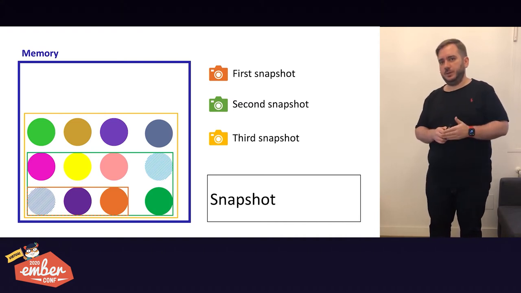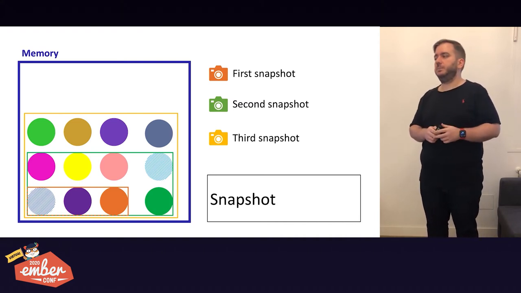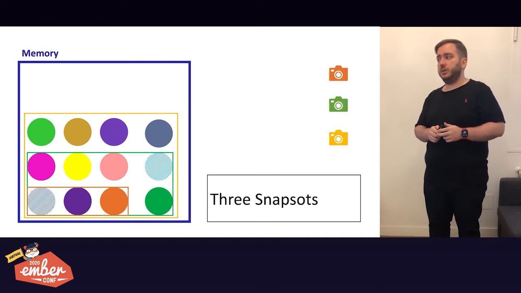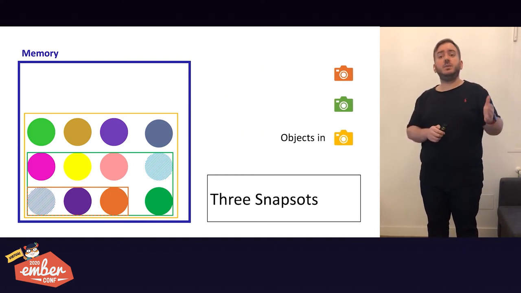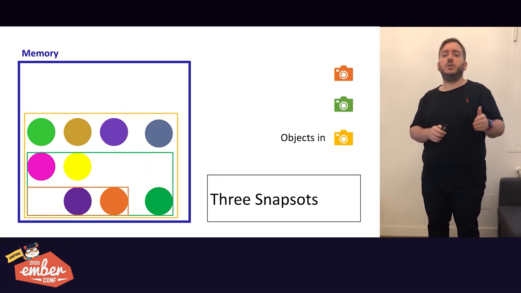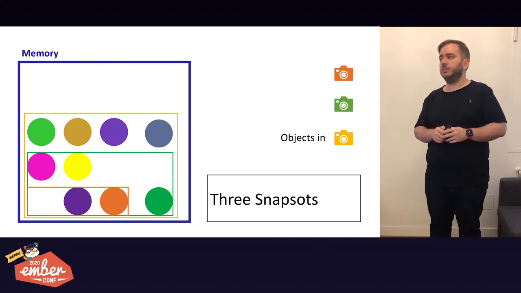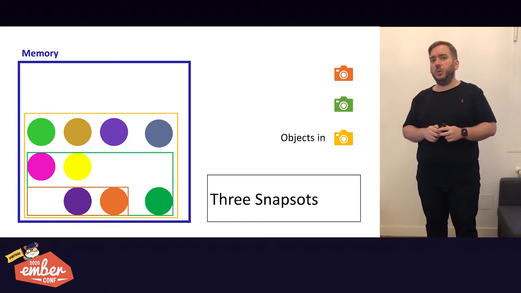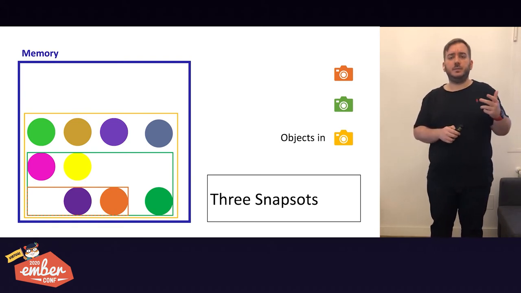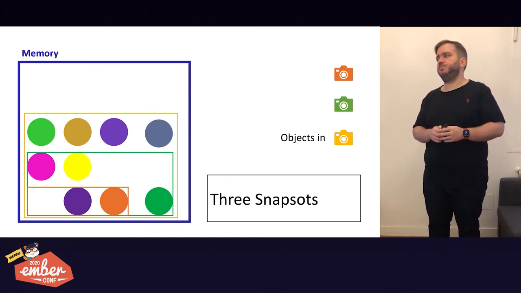But what can we do with this? We can do the following. We want the objects that are in the third snapshot. That removes all the objects marked for recollection or recollected already. Then we want the objects created after the first snapshot. We are not interested in the objects created during the warm-up.